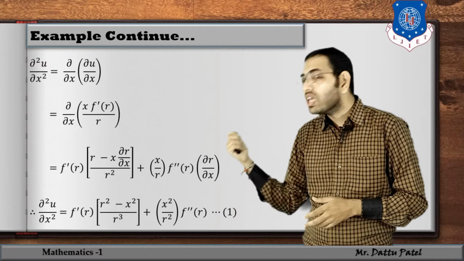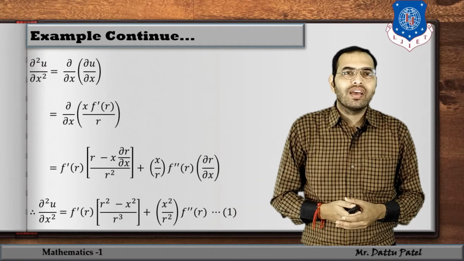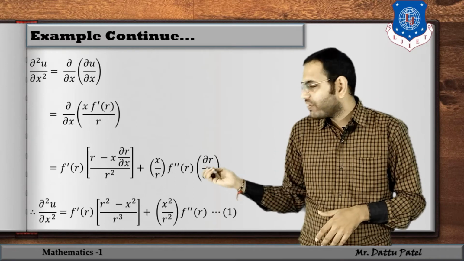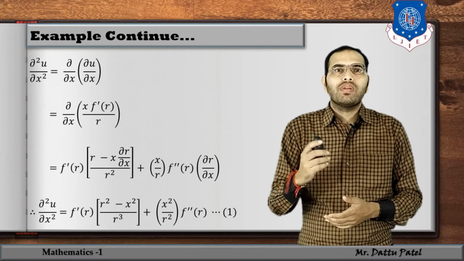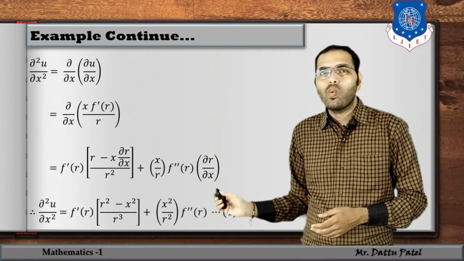Now substituting del r by del x in this particular example, that is x by r, and simplifying it, which means taking the LCM, it becomes f dash of r inside the bracket (r square minus x square) upon r cube, plus x square by r square into f double dash of r. That is our equation number 1.